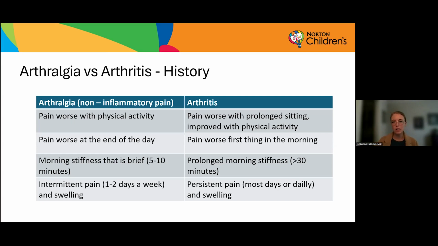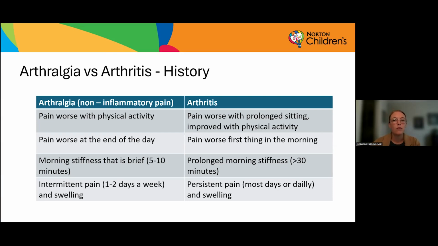And all of these things, pain that's worse with prolonged sitting, worse with inactivity, worse first thing in the morning, worse with prolonged morning stiffness, those are all due to a kind of gelling phenomenon that happens when there's inflammation in a joint space.